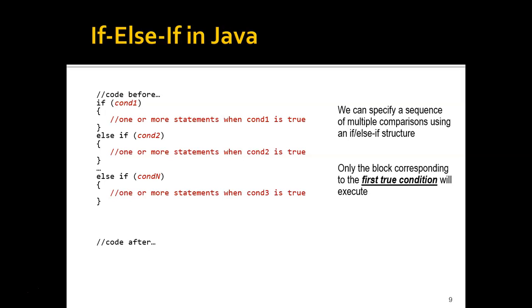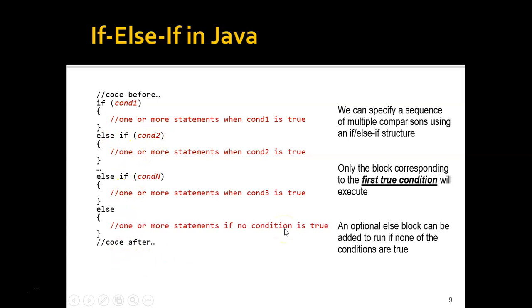Only the block corresponding to the first true condition will be executed. So for example, if some condition one, then it's going to check else if, else if, else if, else if. If this first else if happens, then it's going to skip all the ones after it. And if none of these else ifs happen, and the if doesn't either, then it's going to go to this else.